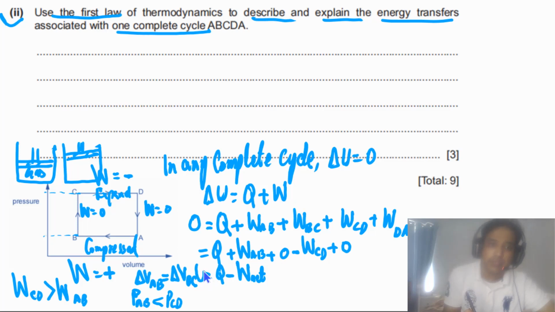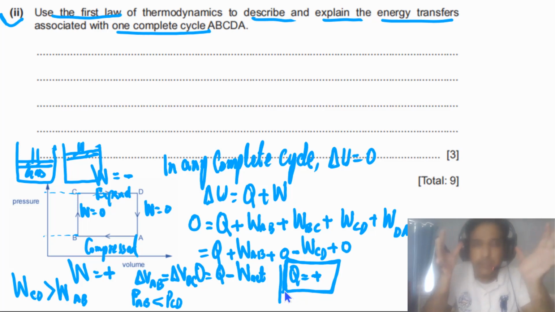And if change in internal energy is equal to 0, it simply means that Q has to be positive. So it means in this process there is input of thermal energy. Thermal energy needs to be added in this process. So this Q is positive. So thermal energy has been added to the system. I hope this one is clear to you. I tried to explain in detail, but the concept is very simple.